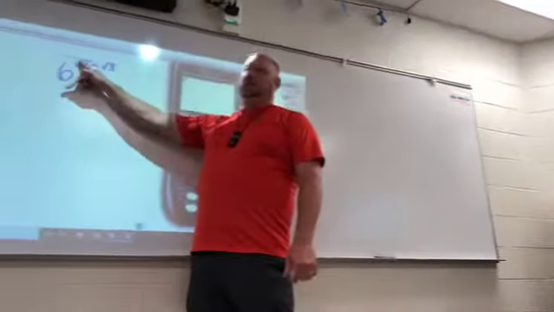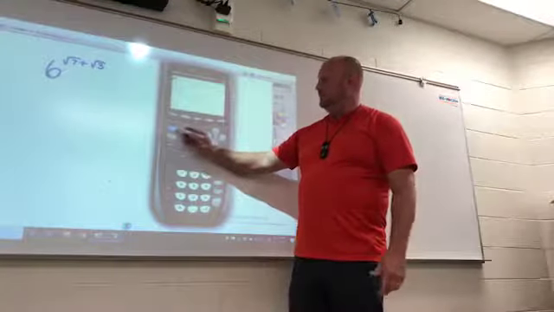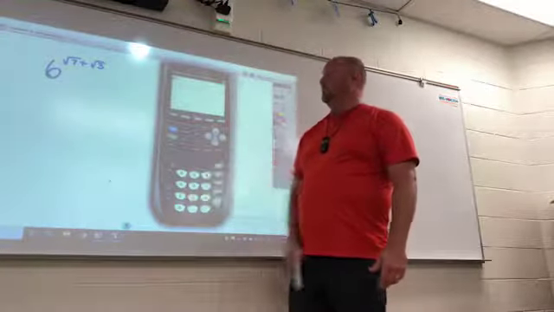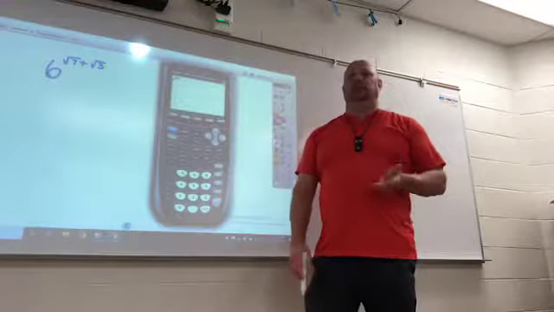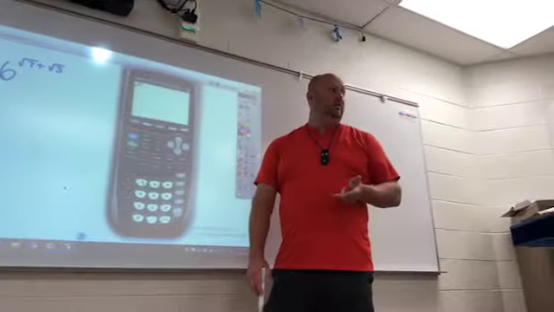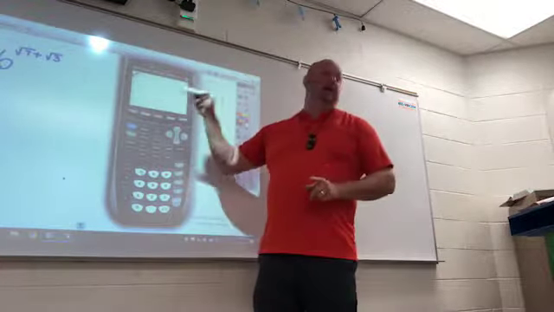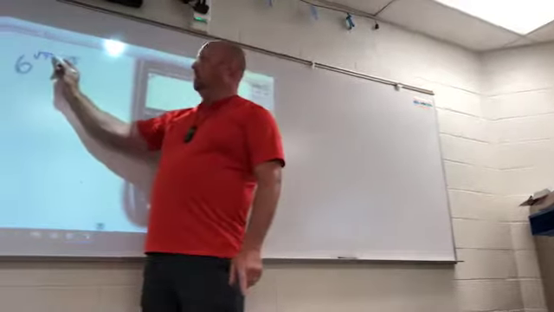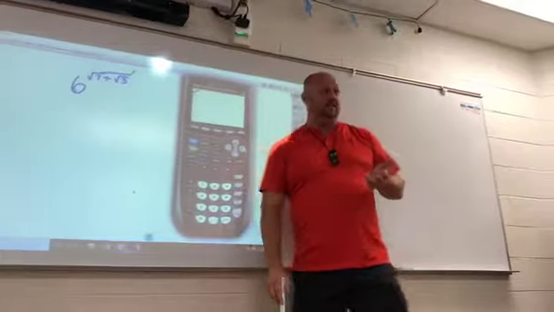Then I want square root. My square root button is the second version of the squared button. And then I'd hit 7. What's the next button I want to hit? It's not plus. Right arrow. I want to end that square root. If I hit plus, that square root symbol is going to continue. I don't want it to continue.